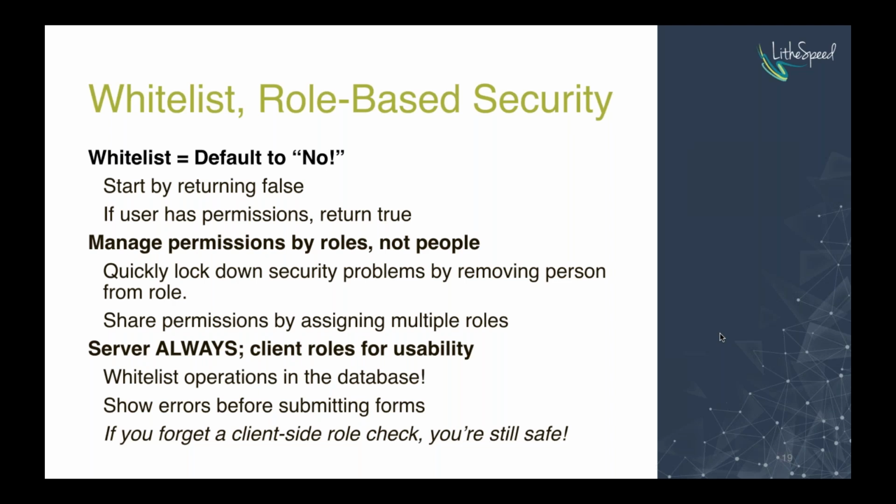So whitelist flipped this on its head and said the default access for any feature that we build is no. You do not have access to this. So the only way you get access is if a developer, a coder on the back end goes in and adds access to that role for that feature. So that allows us to be so much more secure, and we're going to start from this place of security and nobody has permissions to anything. And so then we'll add permissions, role by role.